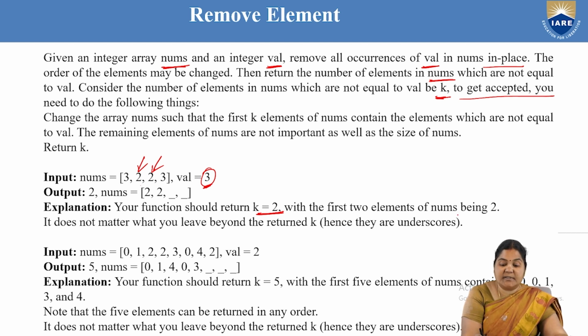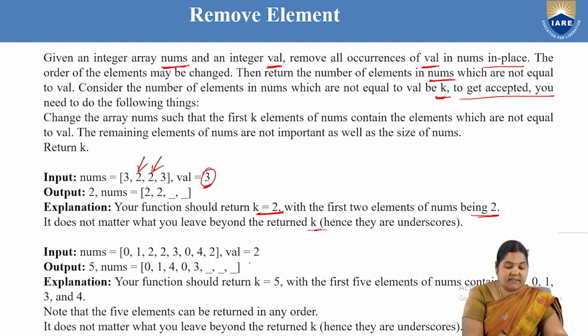The first two elements of nums being 2. So how many are there in my nums array finally? 2. It doesn't matter what you leave beyond the returned k. These are underscores. They are nothing.